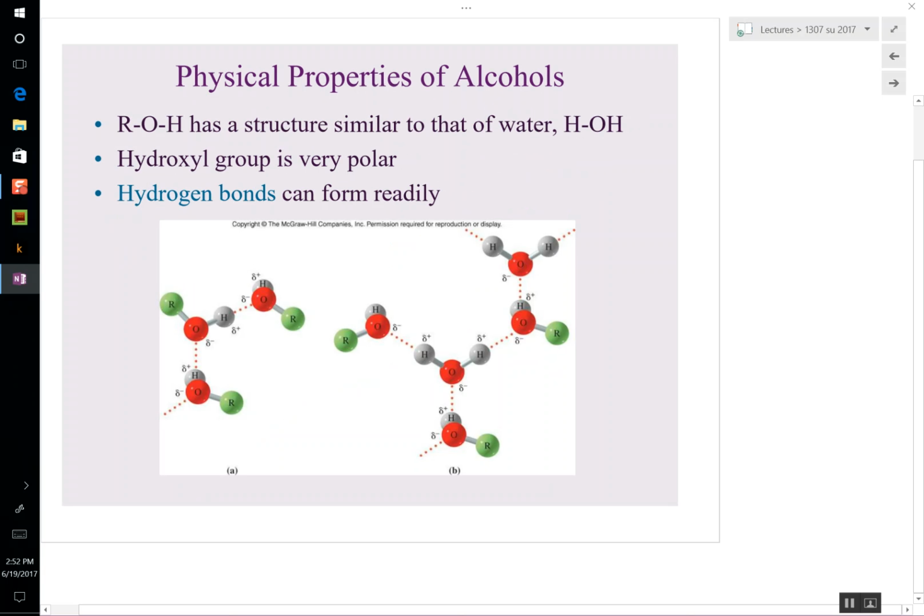Okay. In chapters 10 and 11, we said alkanes and alkenes were non-polar molecules. We did not say that all organic molecules are non-polar. That would have been wrong because alcohols are polar.